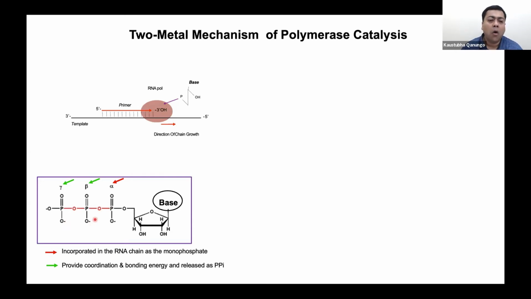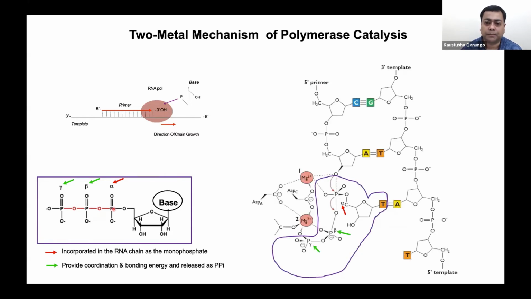So all the polymerases work by a 2 metal mechanism, and usually these metals are magnesium, sometimes calcium, and these are coordinated by those aspartic acid residues that we have seen. So how does this actually work? What you are looking at here is our template, and this right here is a template, and this one is the 5' to 3' direction.